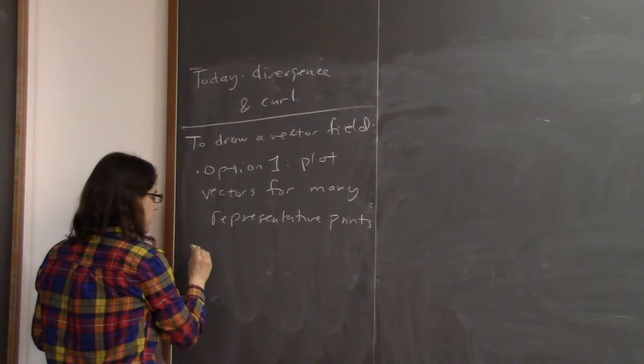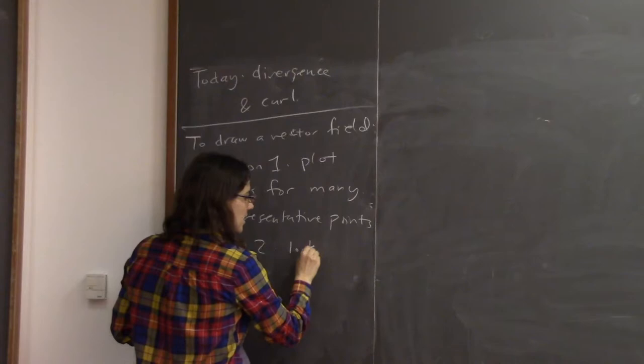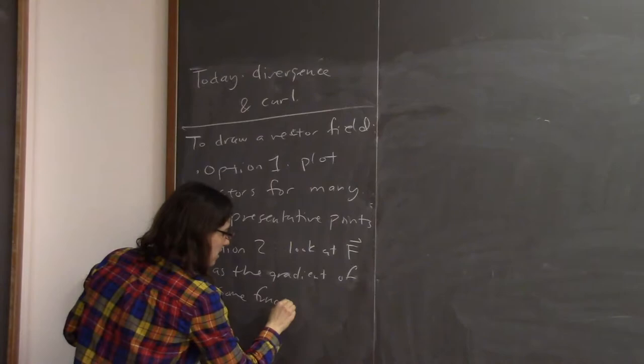And now I'm going to give you option two, which doesn't work all the time, but when it does work, it's kind of nice. So option two sometimes works. Look at f as the gradient of some function f of x comma y.